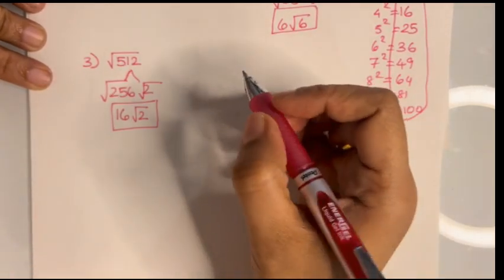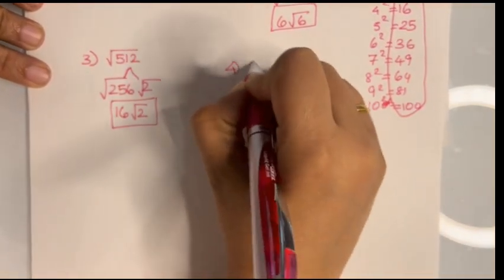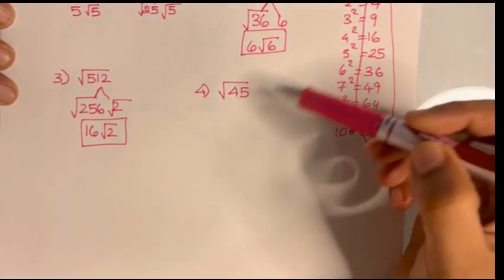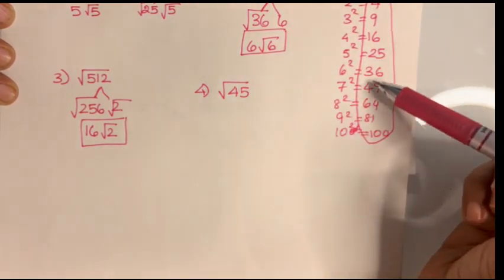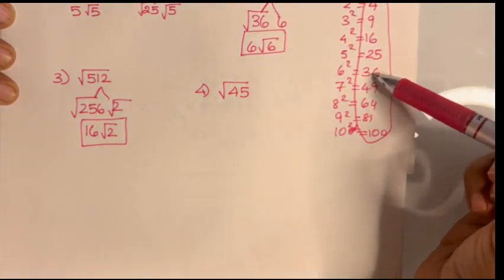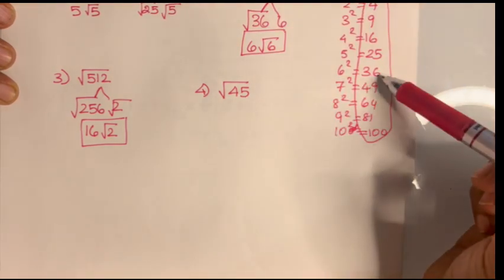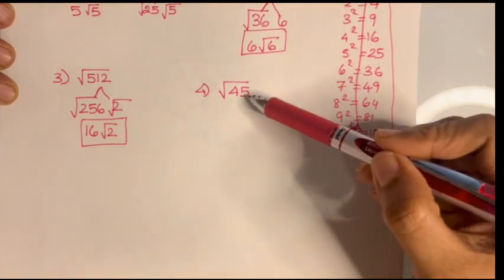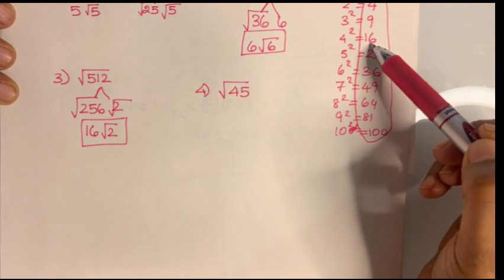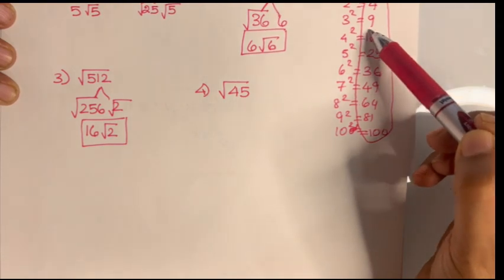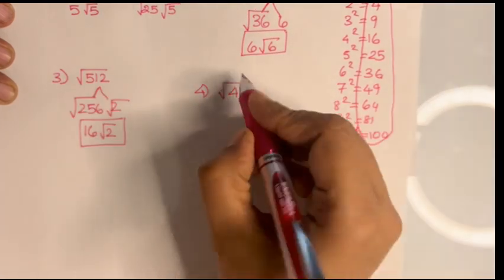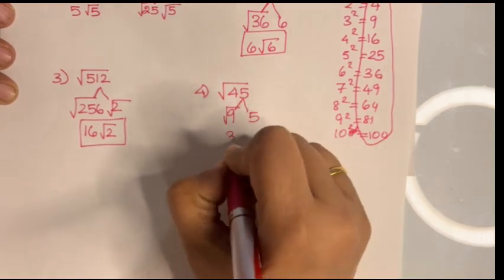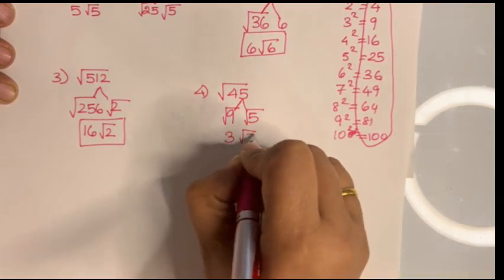Let's take a small number here. Square root of 45. What perfect square goes into 45 evenly? I need to go lower than 45. 45 divided by 36 will not be a whole number. 25 will not go evenly into 45. How about 16? No. How about 9? 9 times 5 is 45. So that can be split into 9 and 5. Square root of 9 is 3.